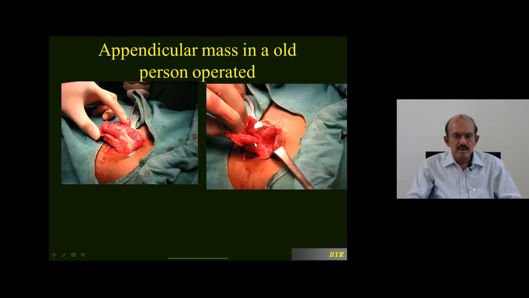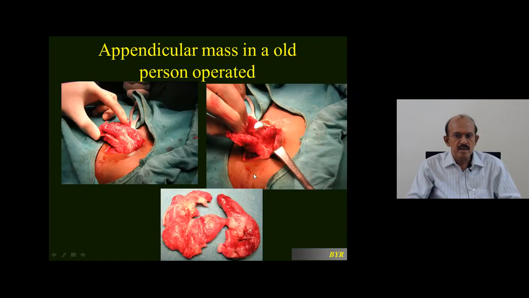This is the appendix, and this is the rolled up omentum. The omentum has become very edematous and congested, and it has rolled around the appendix. So this is the appendix, and this is the omentum. The omentum along with the appendix has been removed in this case.